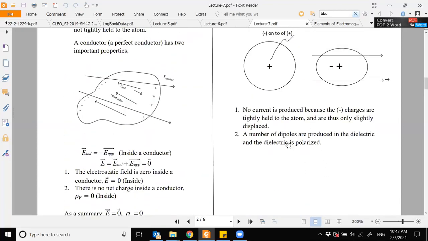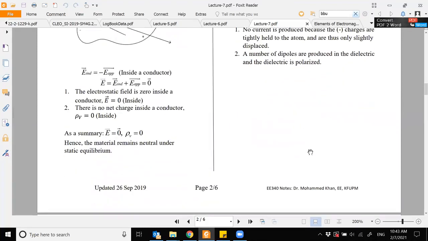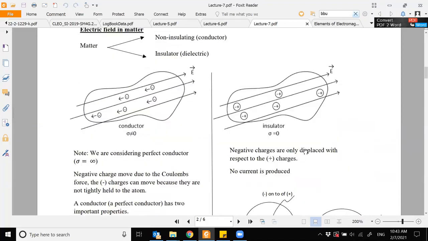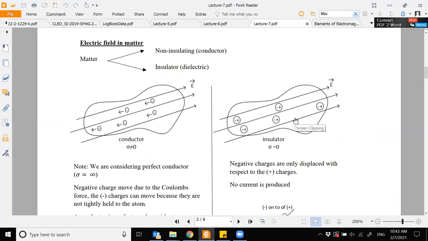And this we put under the umbrella of what is called polarization. Polarization is a vector, and it comes from the electric field created by these dipoles. There is a lot of physics inside this, but because of our course time limitation and also our level, we will not go into the details. So this is the difference between the conductor and insulator.